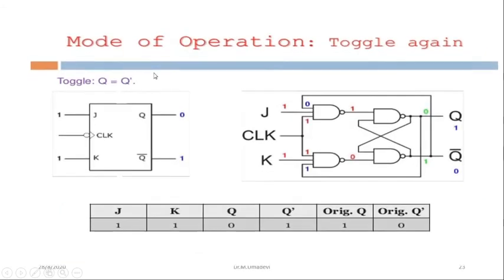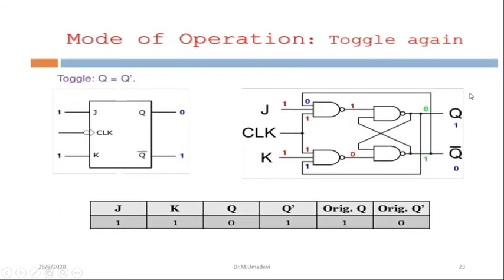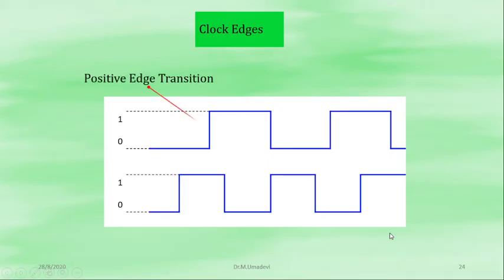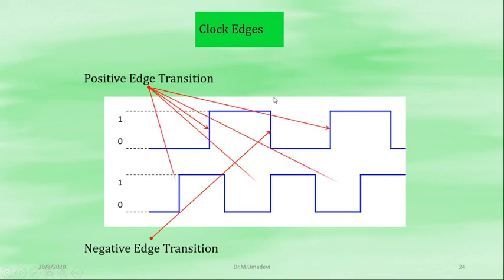Next, the mode of operation for toggle again. This is the condition, J is equal to 1, K is equal to 1, then Q is equal to 0, Q dash is equal to 1, and this is after feedback. So this is the clock edge. I have already discussed this concept in the previous slide when I discussed the SR flip-flop. Again I have given it for your understanding.